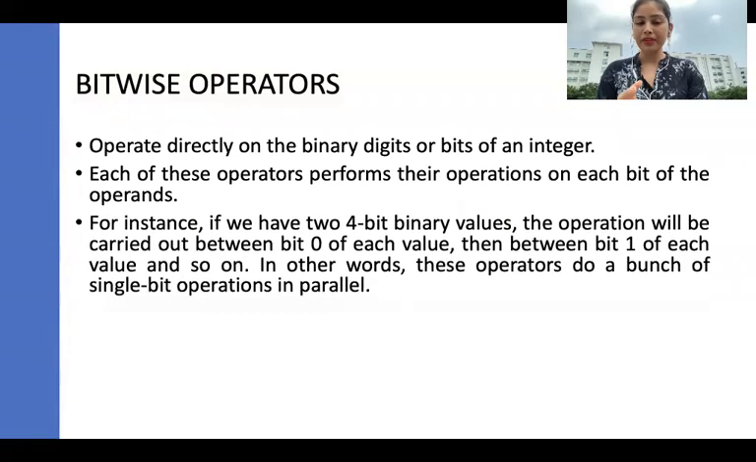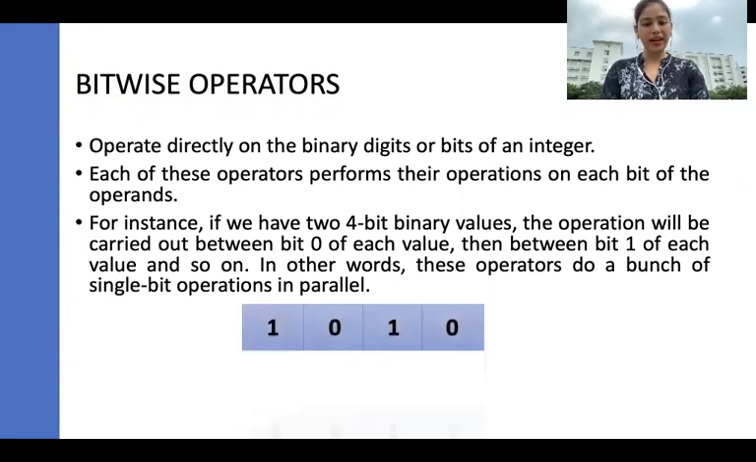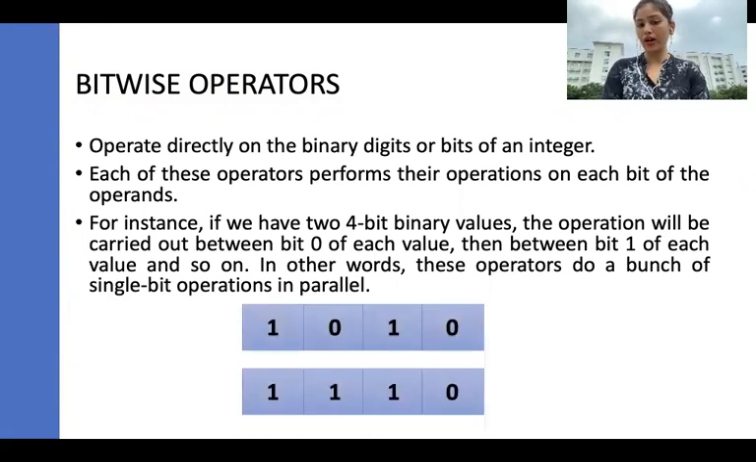For instance, let us say you have two 4-bit binary numbers, where the first number is 1010 and the second 4-bit binary number is 1110. How many bits do you have in each number? There are 4 bits. As the name suggests, a bitwise operator, whether it operates on two numbers or on a single number, is going to operate on that number bit by bit.